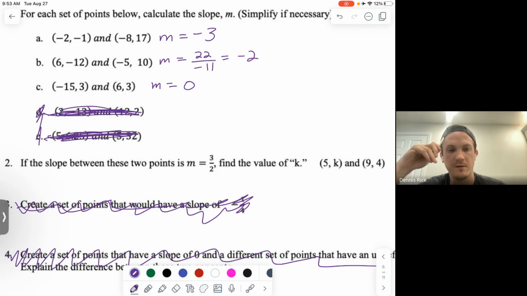Now, 2 is a little bit of a different approach. We're given the slope and we want to find a missing coordinate here. So we're told the slope is 3/2. The ones we've been doing for the most part have been integers, but more commonly slope is a fraction. Slope of 1/2, slope of -3/5. So the slope here is 3/2. We want to find the missing value. Did anyone find the missing value here?